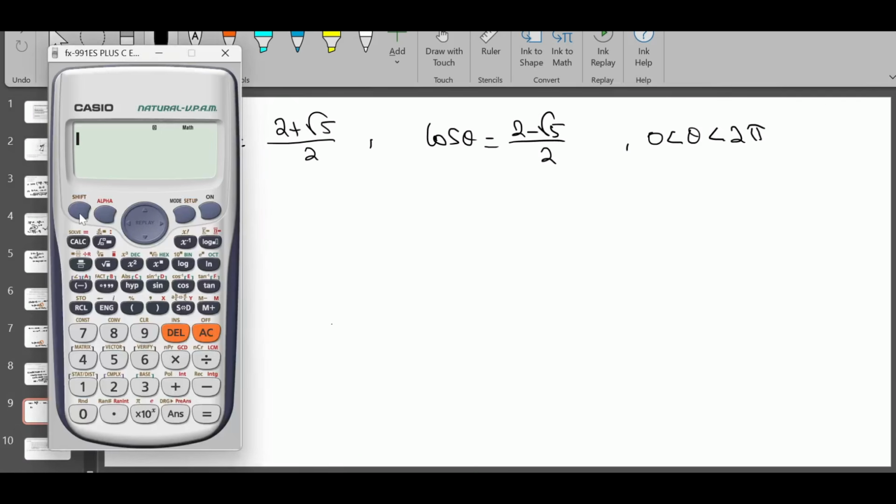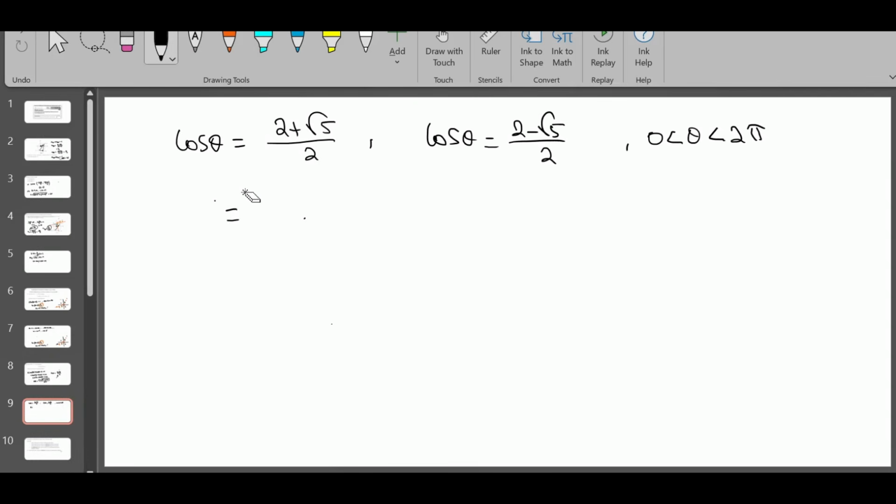They have used the radian mode, so change it to radian mode. Cos inverse of (2 plus root 5) over 2. Why am I getting an error? Okay, maybe I need to close the bracket. Okay, because what's happening here is, if you find the value of (2 plus root 5) over 2, the value is more than 2. The range of cos is minus 1 to 1, right? So here you need to write no solution.